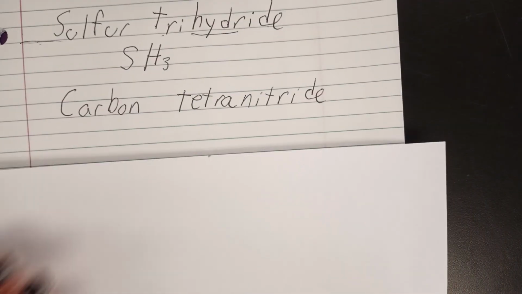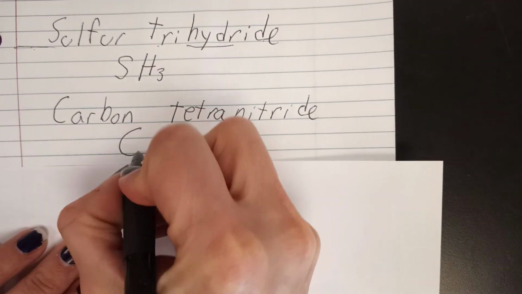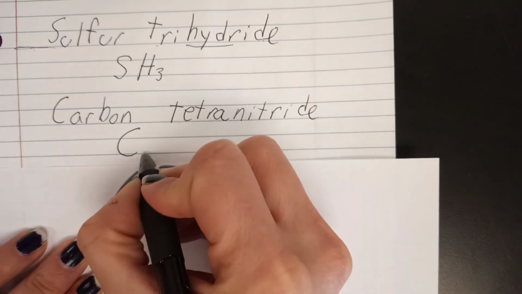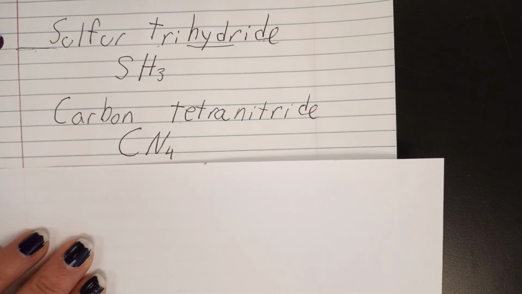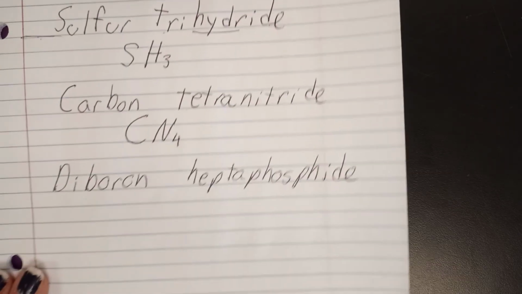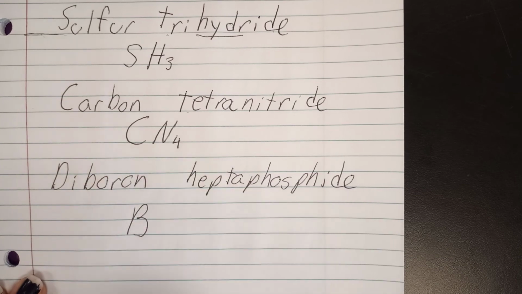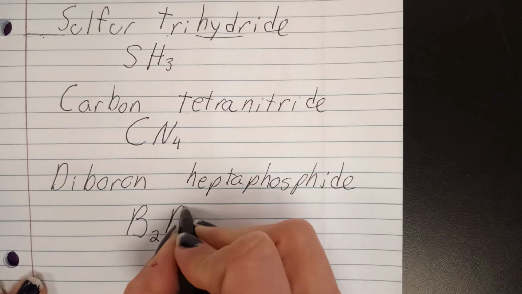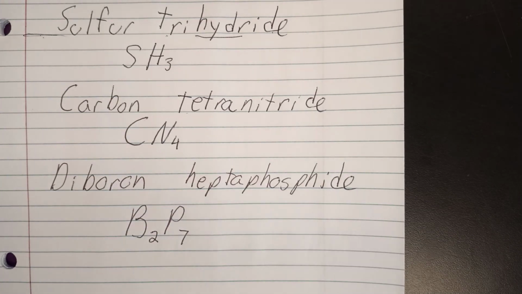Let's do a couple more. Again, carbon tetranitride: I have carbon, no prefix, so that means 1. Tetranitride means N, and tetra means 4 of them. And diboron heptaphosphide means we're going to have boron, but there are 2 of them. Phosphide, we'll go with phosphorus, and hepta means 7. And that is all there is to finding formulas for covalent compounds.